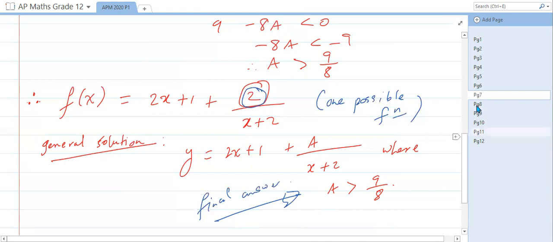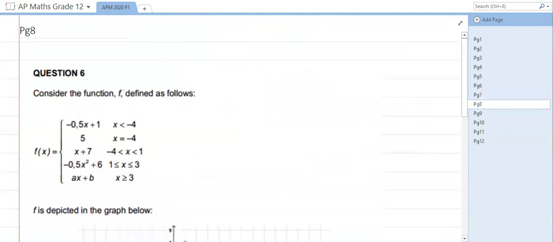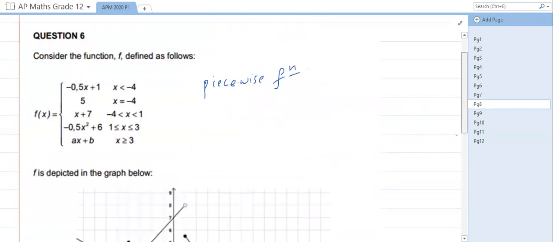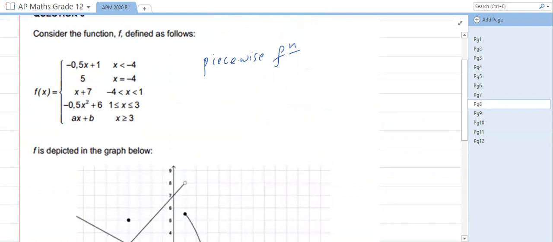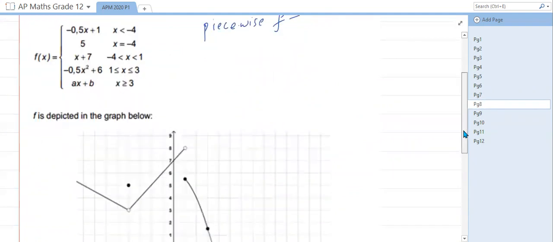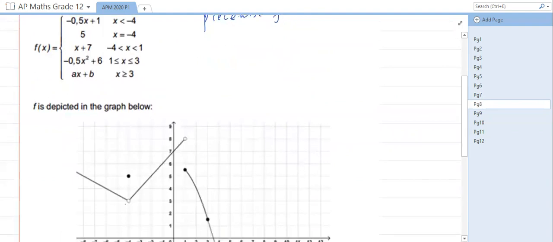Right. Now, moving on to the next question. Yes, in question 6, we have a split function or a piecewise function. We have a piecewise function where f of x is equal to minus 0.5x plus 1, which is represented by this piece here, for x less than minus 4.